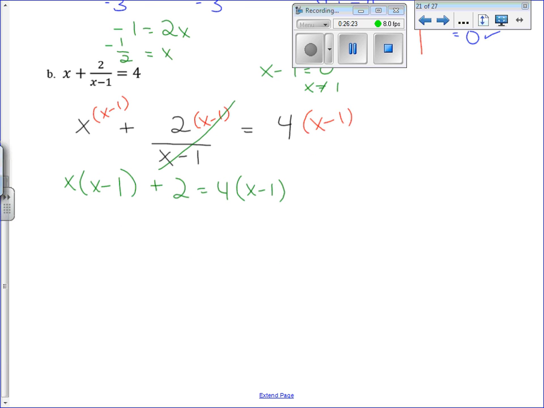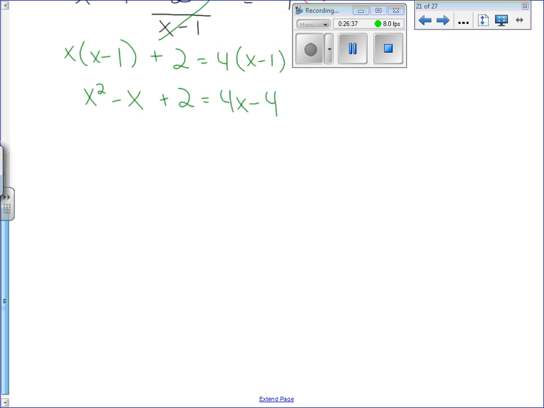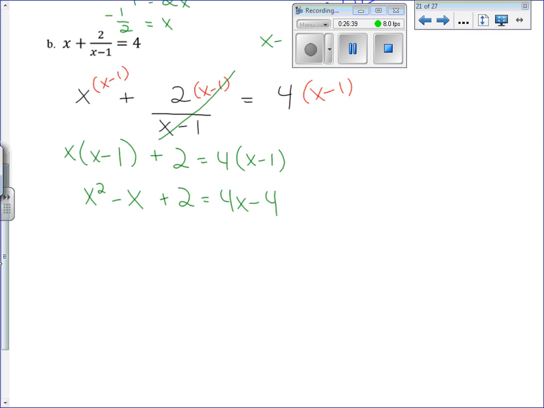And so from here now I need to just use my distributive property. So x times x is x squared. x times negative 1 is negative x, plus 2 equals 4x minus 4. And I've got a squared term, which means I'm going to have to factor to solve. So I'm going to move all of this stuff over here. So I get x squared minus 5x plus 6 equals 0.